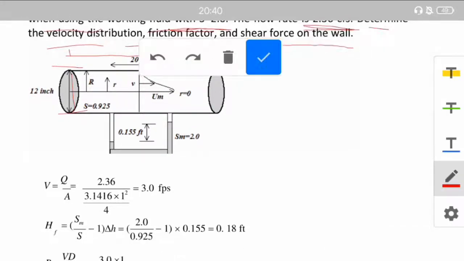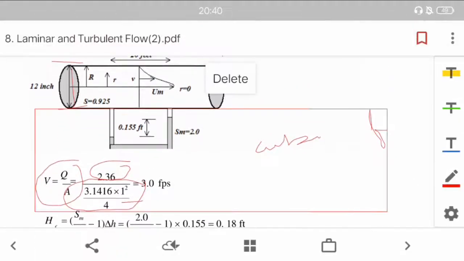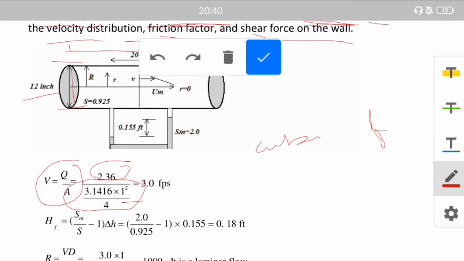So the velocity is Q upon A, and we know that Q is 2.36 CFS. CFS is cubic feet per second, because all the units are given in terms of feet, and the area will be pi by 4 D square, where D is the diameter, and that is 1 foot. 12 inch is equal to 1 foot, so it will be 1 square. So the velocity will be 3 feet per second. 3 feet per second is the velocity.